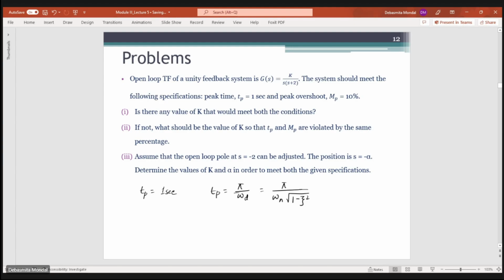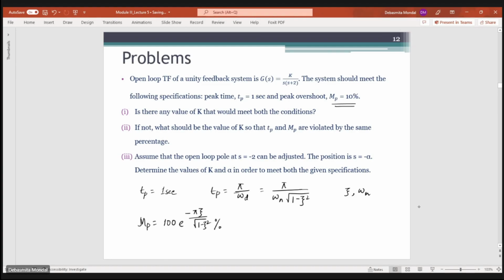Okay, so you have pi by root of 1 minus zeta square, so you can find out from here one expression with zeta and omega n. Similarly, for this MP equals 100%, you can write the expression for MP. MP's expression was 100 into e to the power minus pi zeta by square root of 1 minus zeta square. So from here you can put in the value and find out the value of zeta.